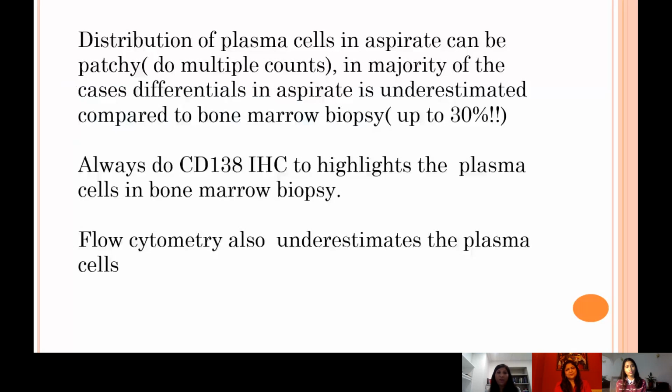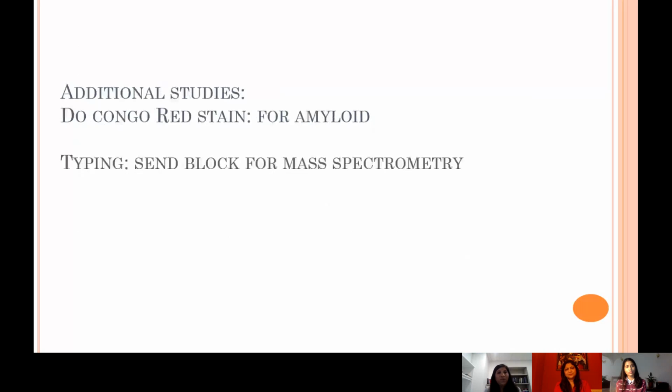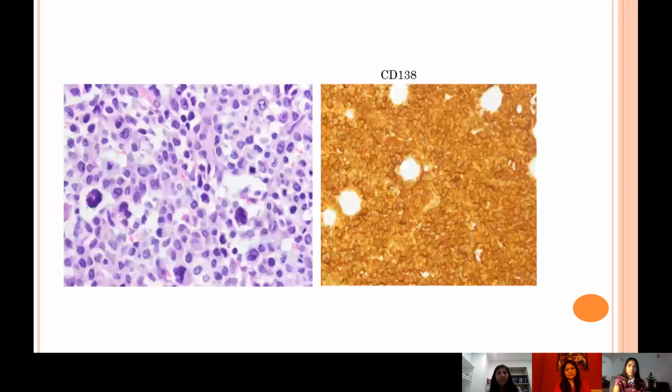So when we are enumerating and giving the cellularity of plasma cells in the bone marrow aspirate, do keep these points in mind. Once we know plasma cells are clonal, then do Congo red stain for amyloid. And once amyloid is positive, then do send block for typing. So that is done by mass spectrophotometry.